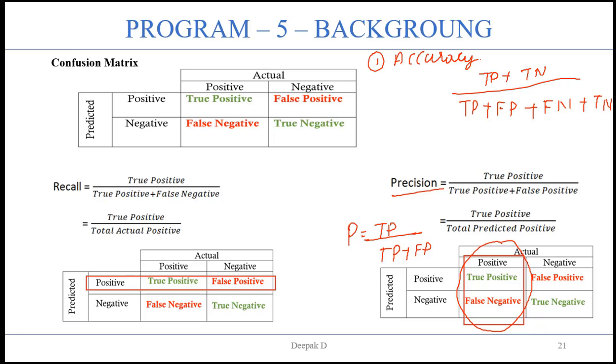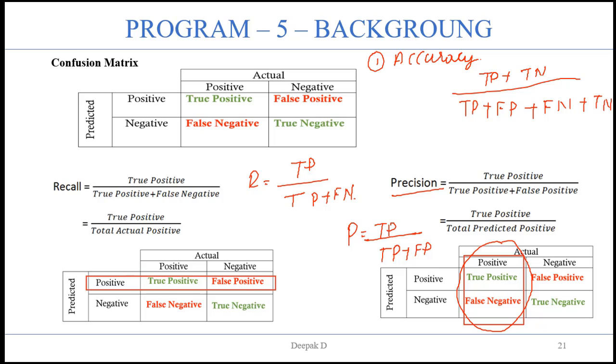The next one is recall. Recall is sometimes called sensitivity, which is the ratio of correctly predicted positive observations to all the observations in the actual class yes. The formula for recall is TP divided by TP plus FN.